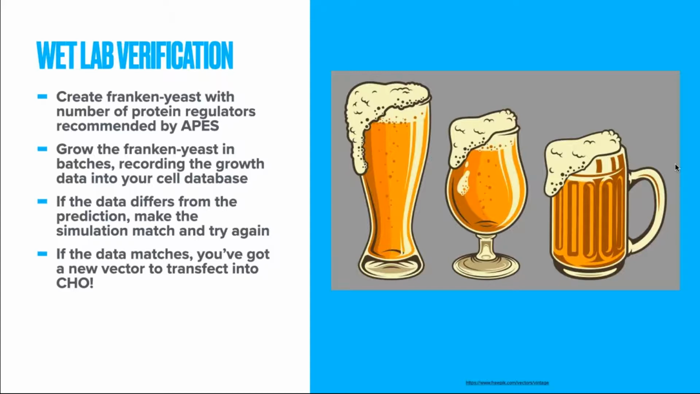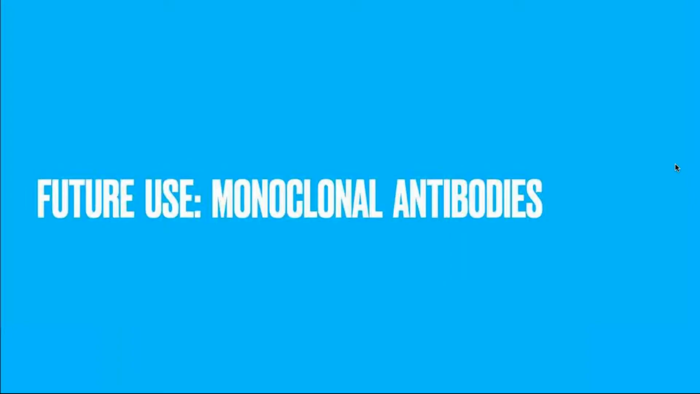So the idea is that you can feed this information back into this small n machine learning tool called ART, the automatic recommendation tool, and it will learn from its mistakes, right? Now, if you've got matching data, you've got a new vector to transfect into Chinese hamster ovaries. I will not go into the details of those so much, but you can obviously do more with this than just brewing yourself some beer.